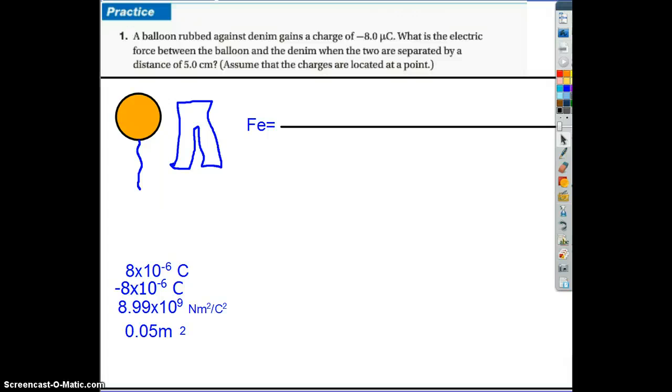Alright students, here we are. We're going to go over the homework problems for page 556. Looking at problem 1. A balloon is rubbed against denim and gains a charge of -8 microcoulombs.